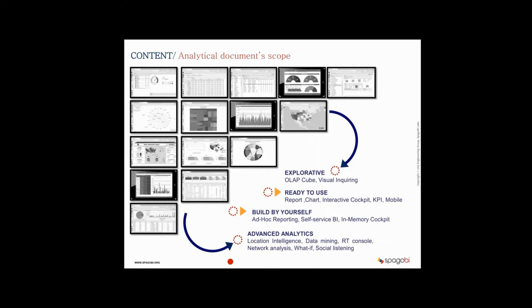Let's move to the analytical scope, the analytical functionality of SpagoBI. We can divide them into 4 main areas. The ready-to-use area is where you can find all the analyses ready to use for the final user, so prepared by some IT person or administrator or technical user, and then released to the final user. For instance, the traditional BI reports, charts, interactive cockpits, KPIs, key performance indicators, and all mobile reports like charts, tables, and dashboards.